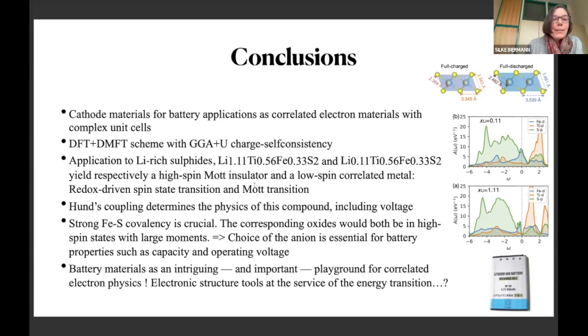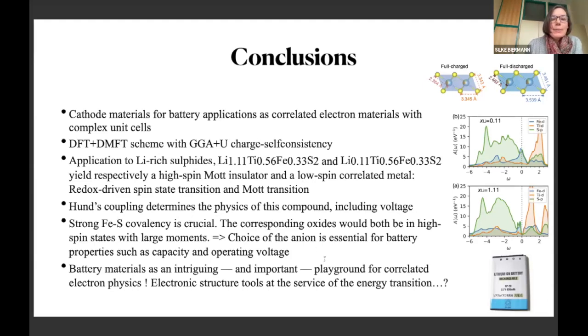Okay, I have not insisted on that too much. The strong iron-sulfur covalency is crucial. We actually did analogous calculations just for the oxides. And in that case, you would have both materials, both end members, in large spin states with large moments.